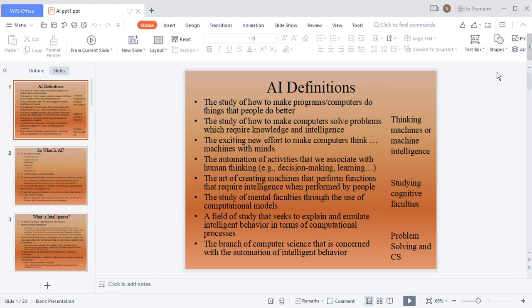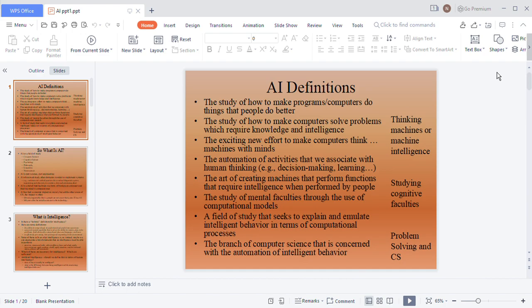The art of creating machines that perform functions that require intelligence when performed by people. So that is called studying cognitive faculties. Accent faculty, distinct faculty, nothing but one type of cognitive faculty. The study of mental faculties through the use of computational models. You need to apply so many computational models, any type of game problem. There are so many games coming nowadays.